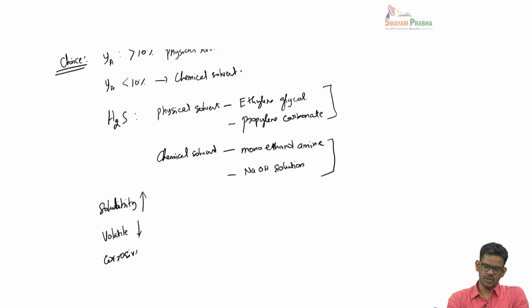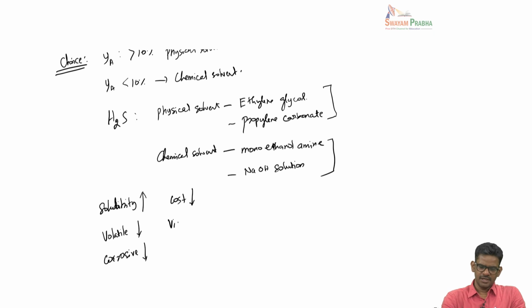Sometimes the solvent can also be very corrosive. And we want them to be less corrosive. Given a choice of solvents, you have to always choose the one that has less corrosive property. Of course, cost should always be cheaper. So, cost should be as low as possible.